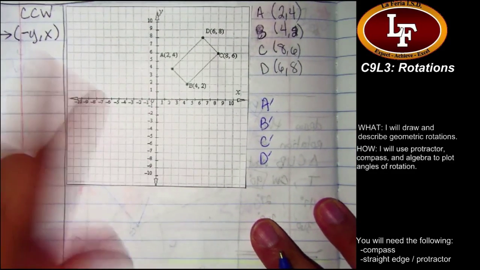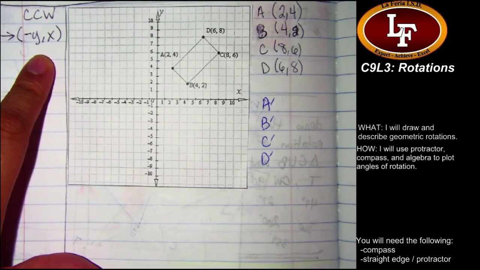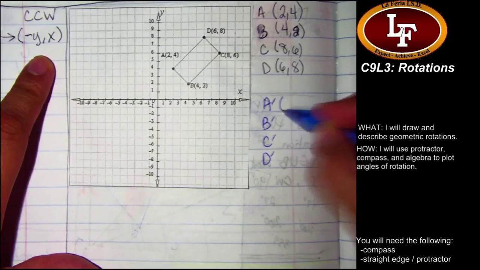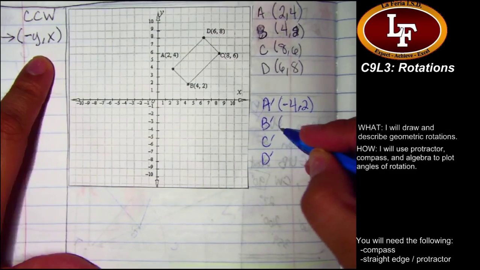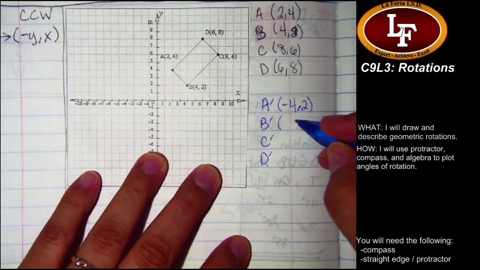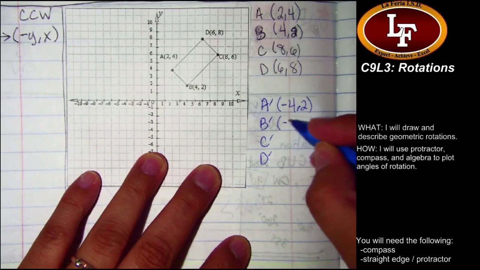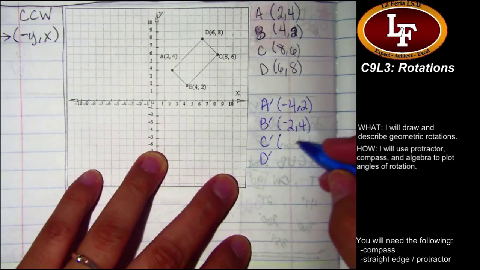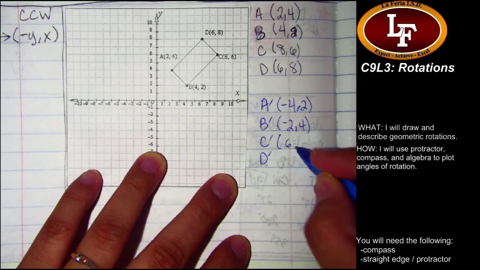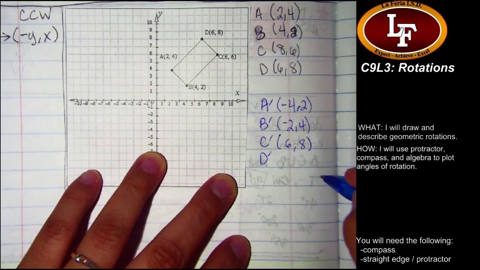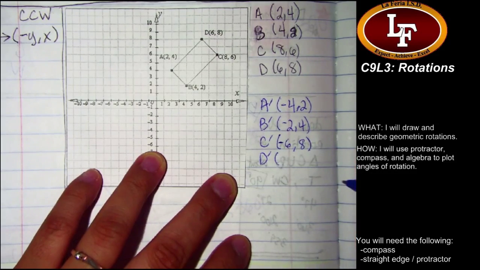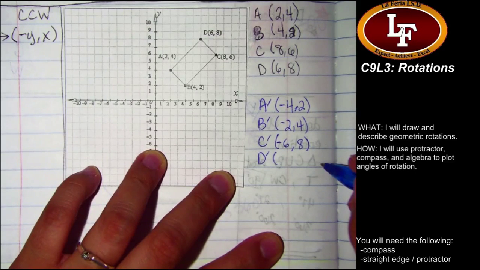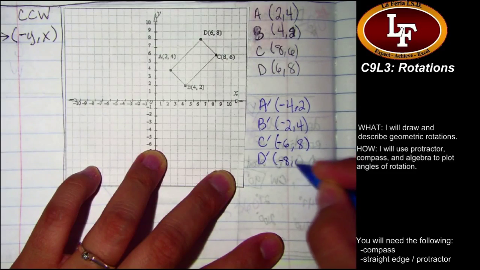You said that all it asks you to do is exchange them and make the old y negative. So A prime will be -4, 2. From a new voice, what is the coordinate for B prime? -2, 4. Thank you. What is C prime? 6, 8. Oh, wait, it's -6, 8. Yep, you were right. And then D prime? -8, 6. Perfect. Graph it.